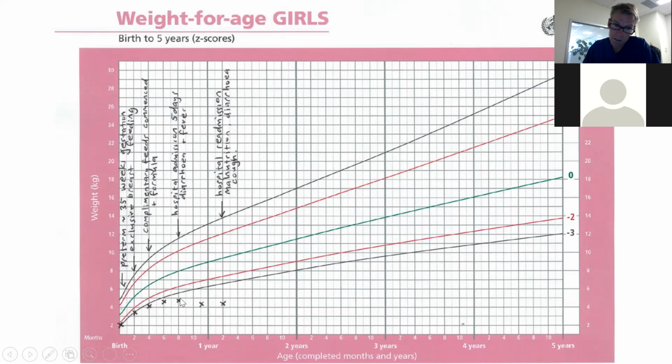And this child with malnutrition with failure to thrive really should have been picked up at 8 months of age, and it should not have had to wait until the child was 2 years of age. And that's where we need to be identifying those red flags a bit earlier.